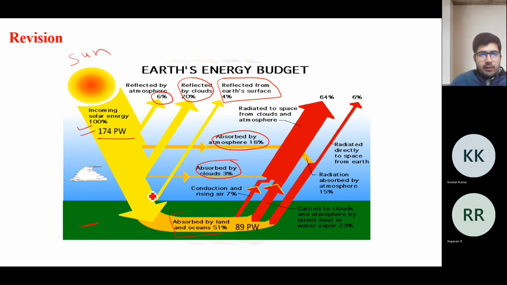51% energy is absorbed by the land and the ocean. Okay? So when 100% energy is coming, only 51% is absorbed by the land and ocean. So the remaining 49% energy is either reflected or absorbed by the clouds or atmosphere.